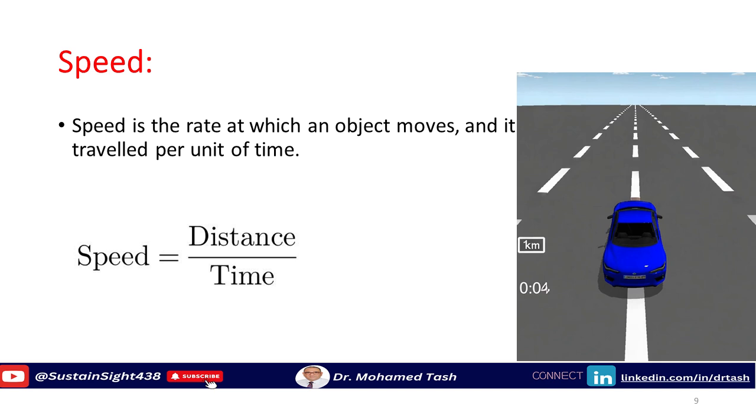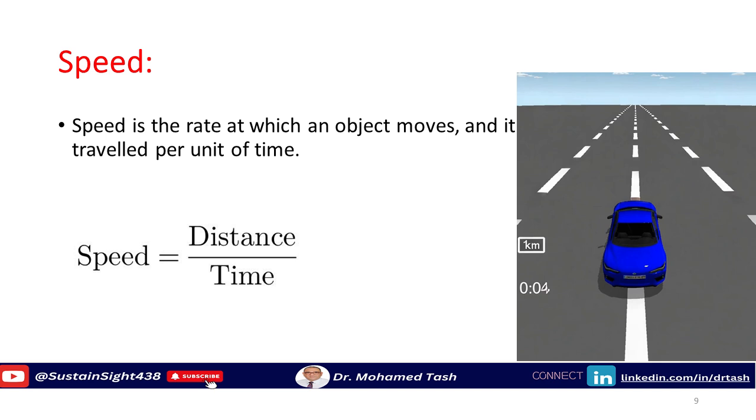Let's move on to a more familiar concept: speed. In simple terms, speed tells us how quickly an object is moving. It's defined as the distance traveled by the object per unit of time. Imagine a car traveling down a road. The speed of the car tells us how many meters or kilometers it covers in 1 second, 1 minute, or 1 hour. We can calculate it using a straightforward formula.